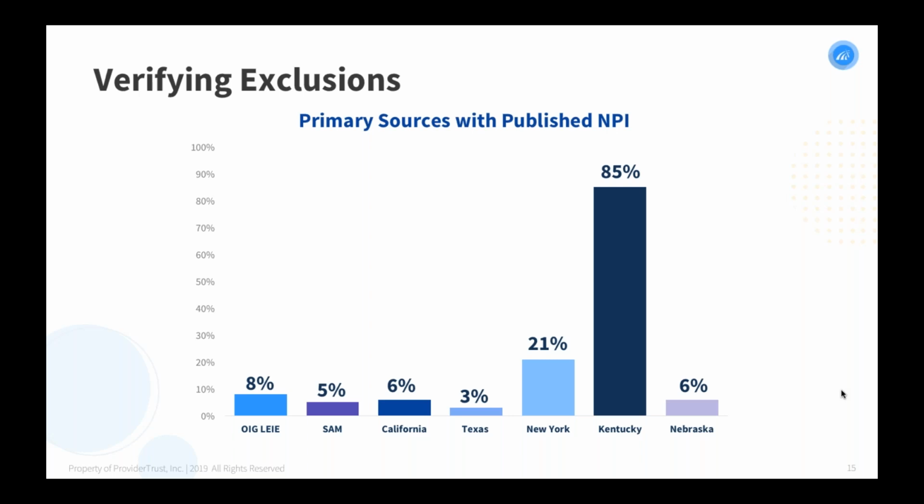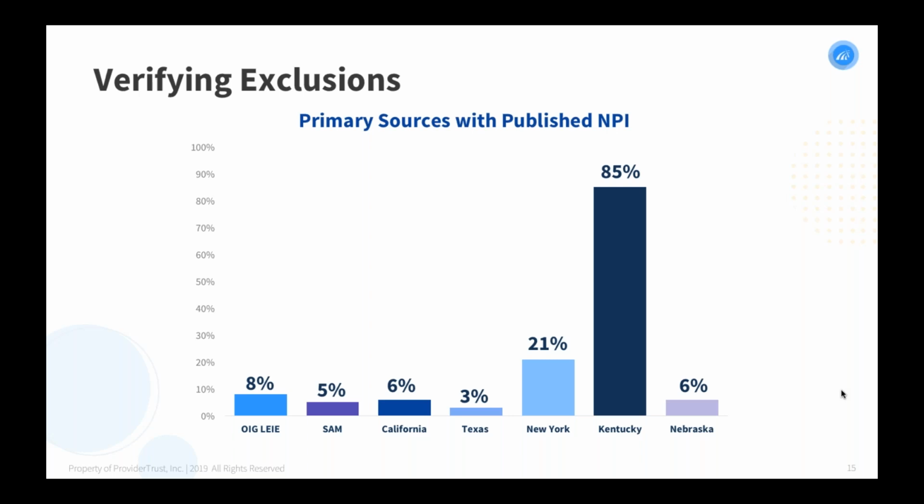So you can see here, OIG, LEIE, and SAM over on the left only have 8% and 5% of their exclusion records with published NPIs. What that does is it makes it extremely difficult to actually identify a match with 100% certainty, because all they give you to go off of is essentially a name, sometimes an address, sometimes a date of birth, but there's no unique identifier that allows you to know with certainty that that's the provider that you're trying to identify, right?